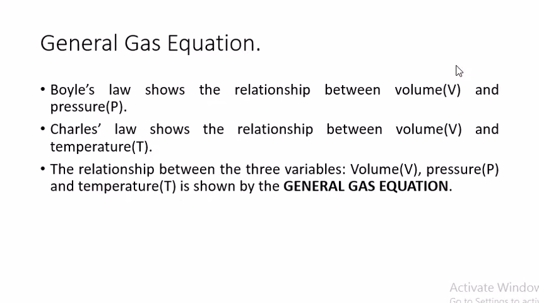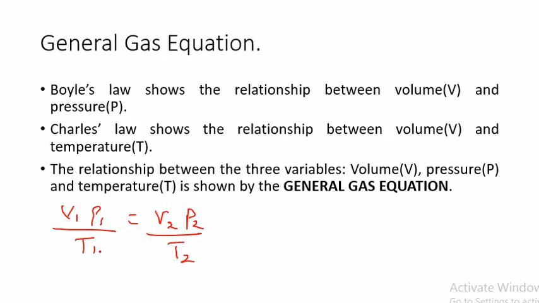Alright, now to the general gas equation. Now you've seen that Boyle's law shows the relationship between volume and pressure. Charles' law shows the relationship between volume and temperature. Now, the relationship between the three variables, volume, pressure, and temperature, is shown by the general gas equation. So in other words, the general gas equation is a combination of Charles' and Boyle's law, and we can represent that. This is the general gas equation. It shows the relationship between the three variables of gas.